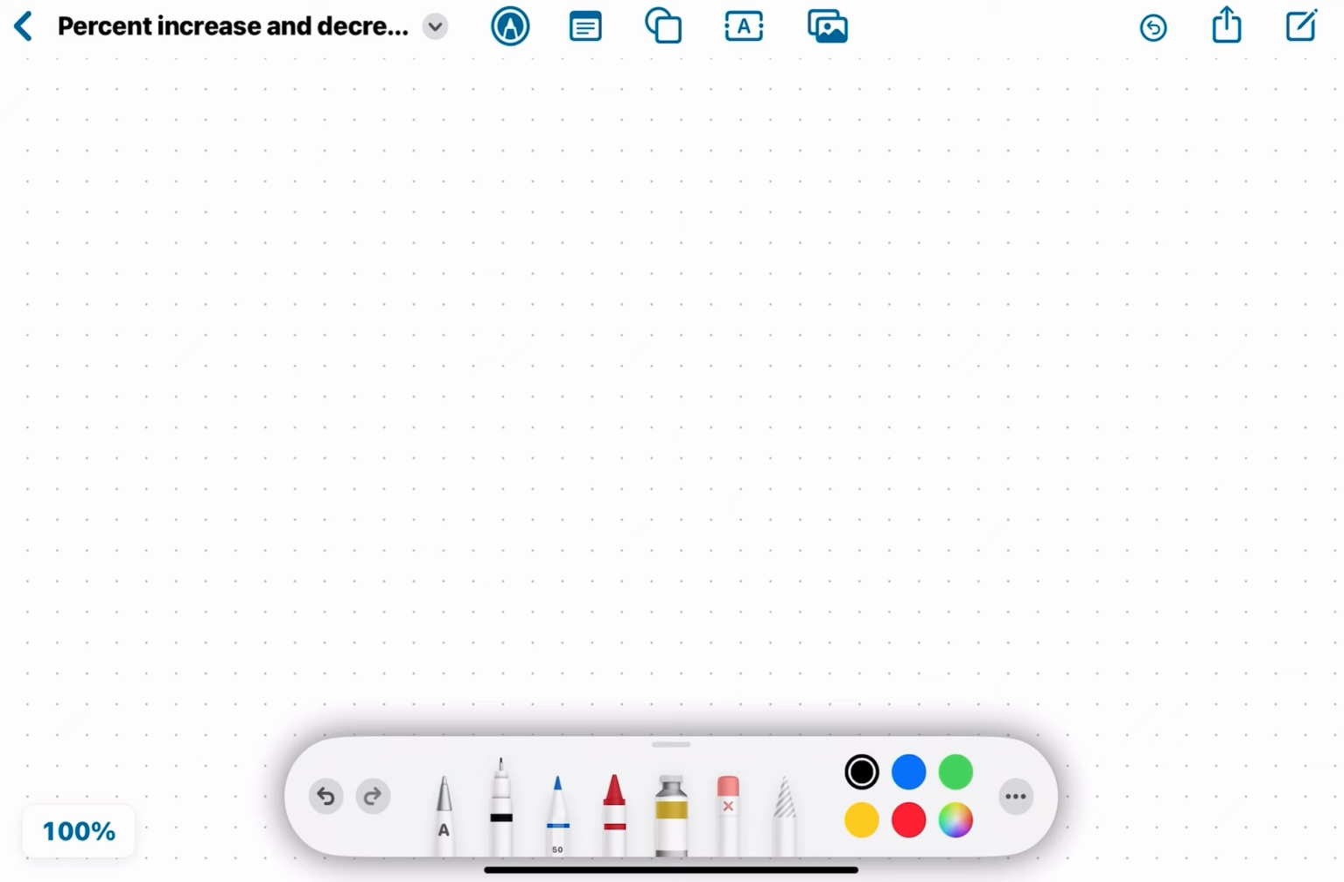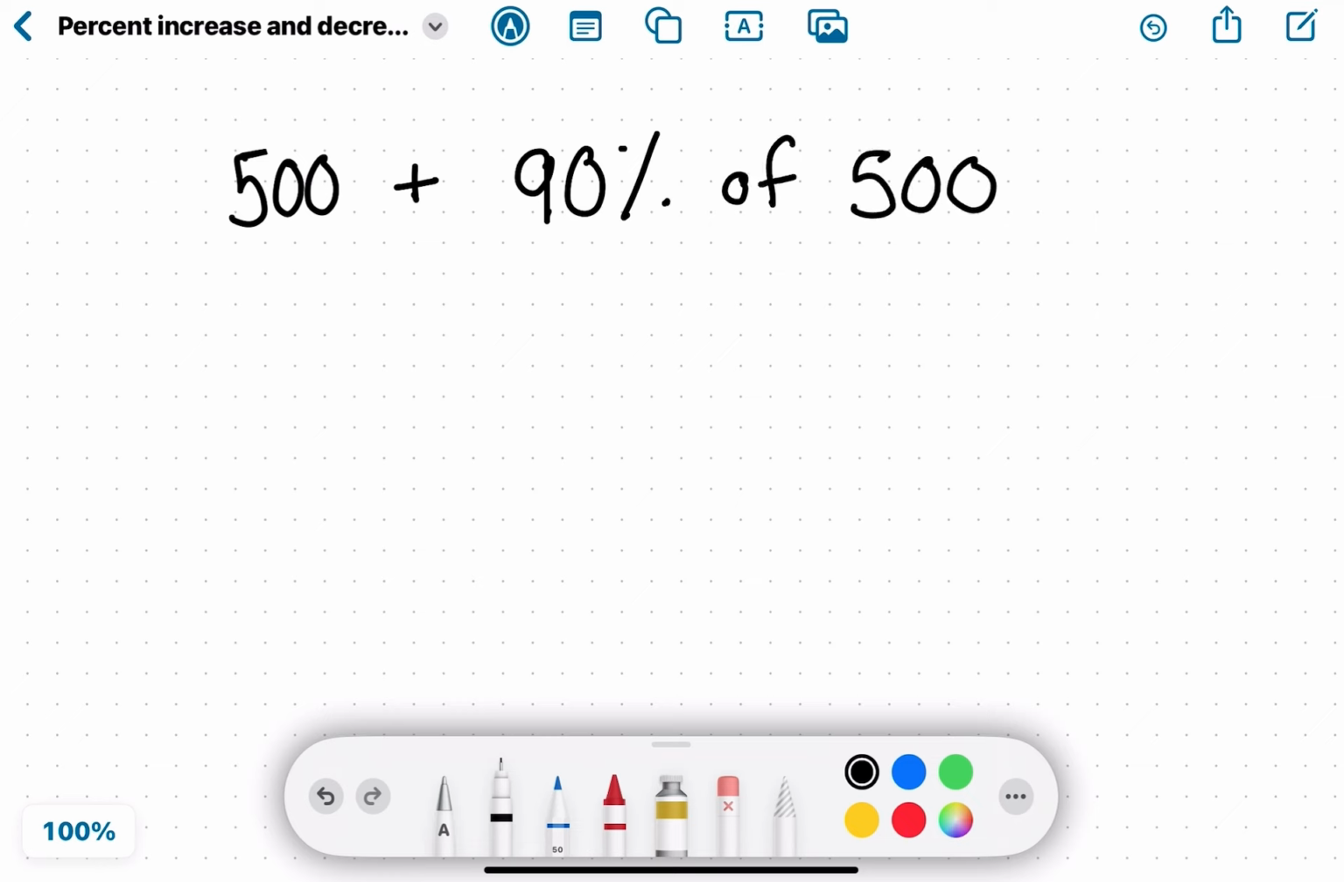So to increase a number by a percent, let's say we want to increase 500 plus 90% of 500. So you want to increase 500 by 90% of itself.